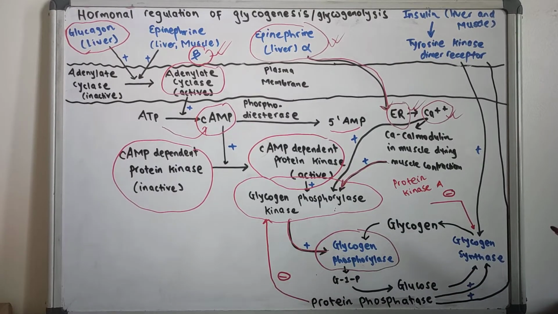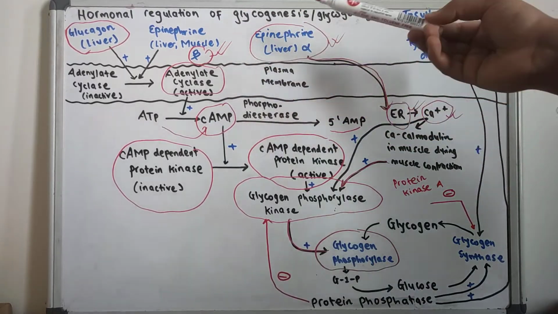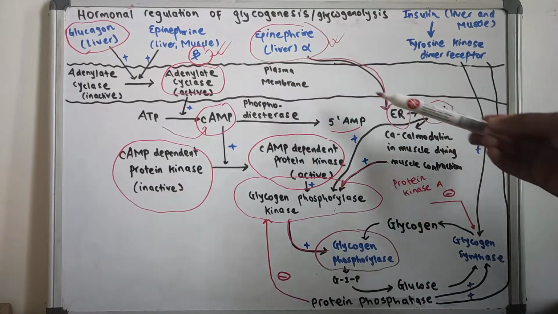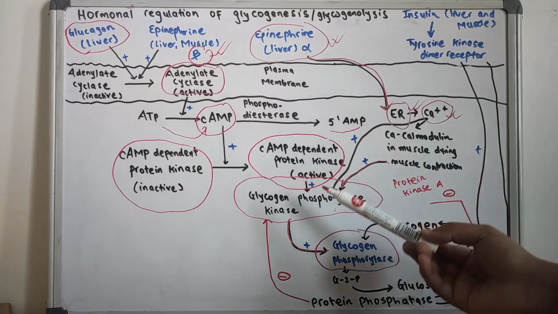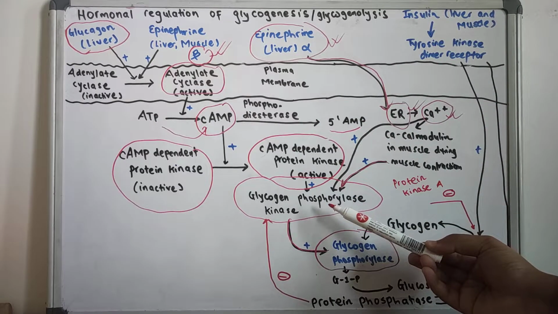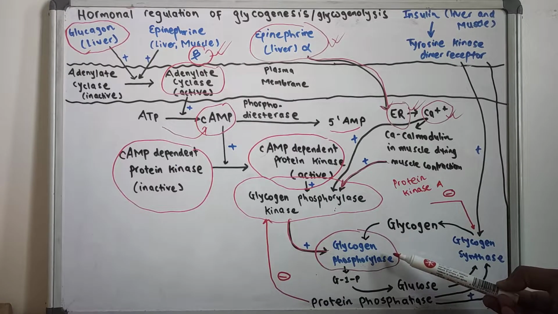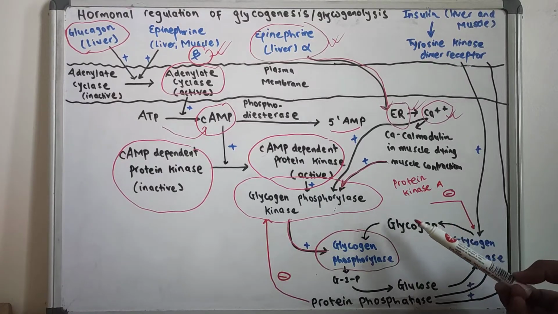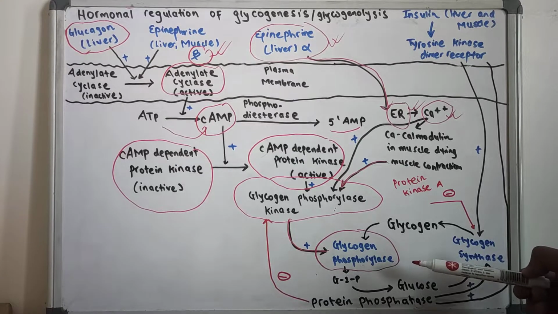So the glucagon, epinephrine through the beta receptor, and epinephrine through the alpha receptor, all these hormones along with calcium will eventually increase the action of glycogen phosphorylase kinase, and they will increase the action of glycogen phosphorylase, increasing the conversion of glycogen to glucose. That means they will support glycogenolysis, thereby increasing the plasma glucose level.